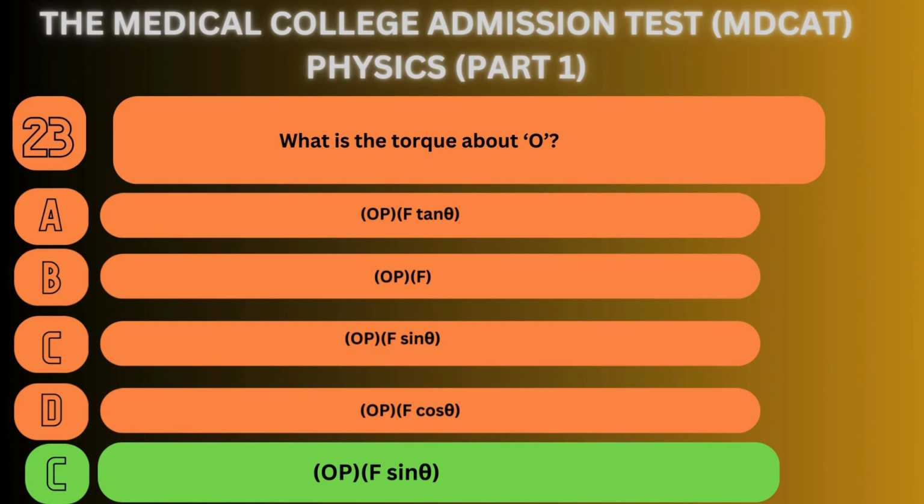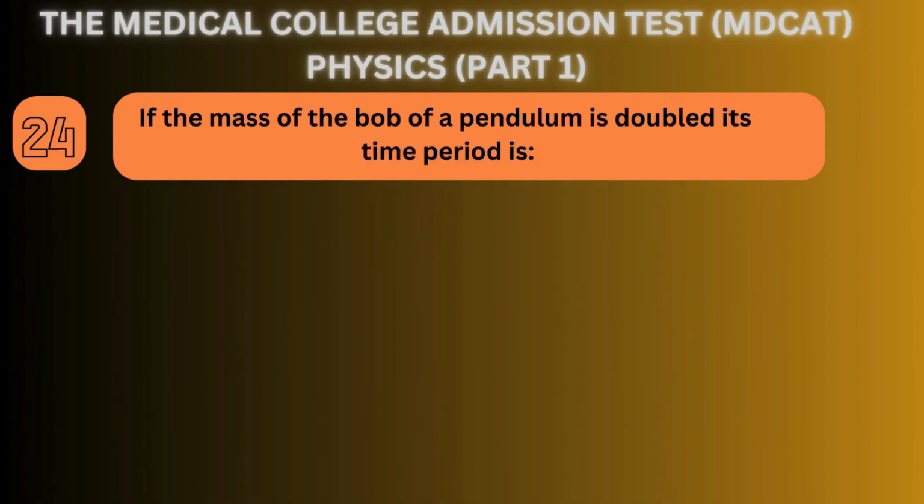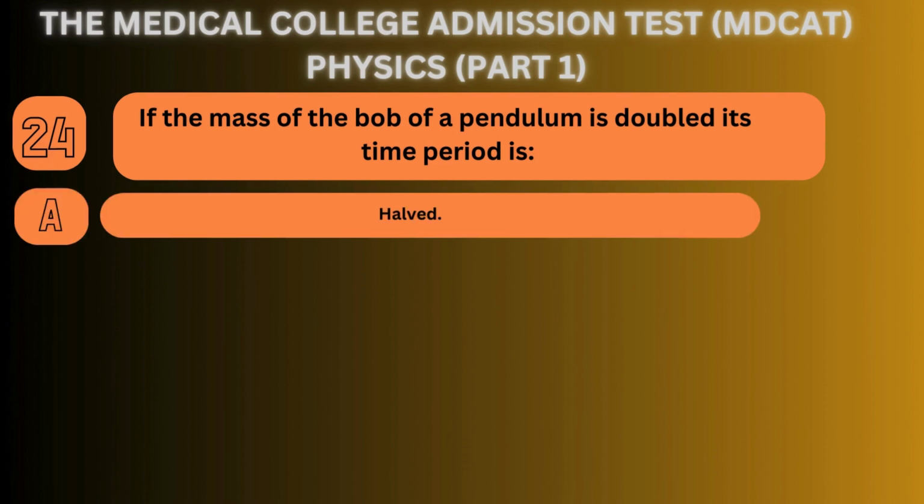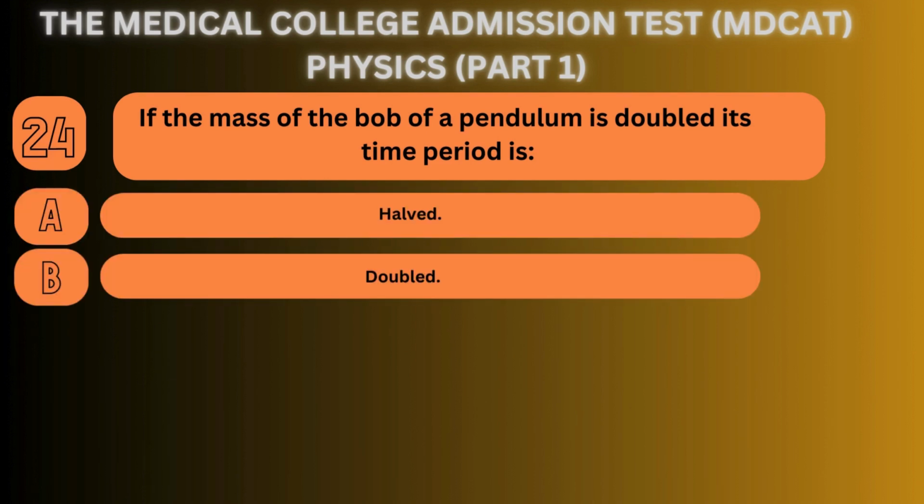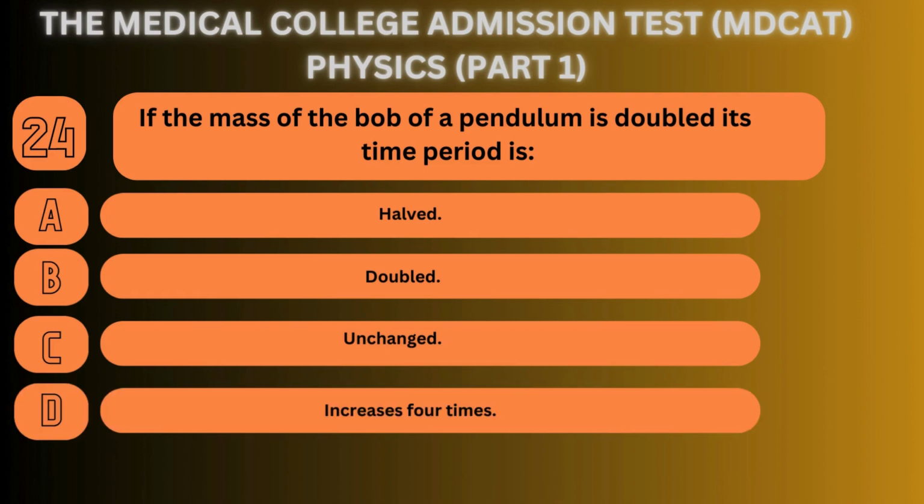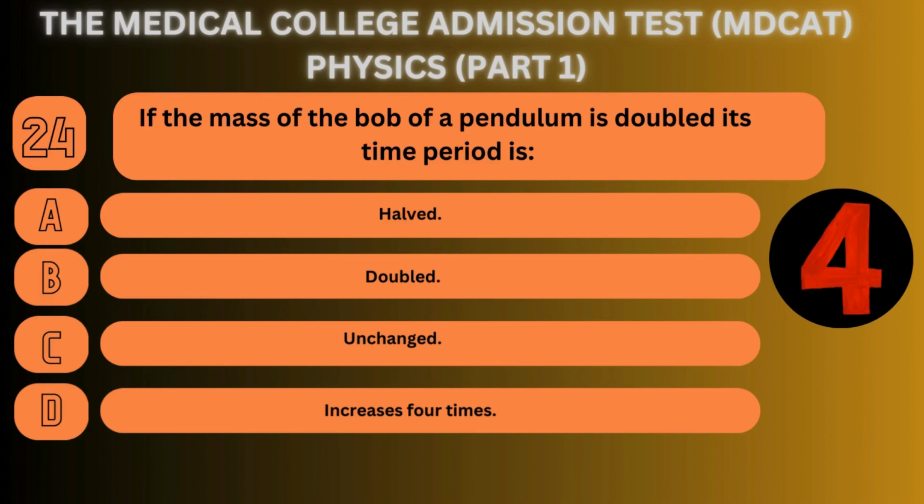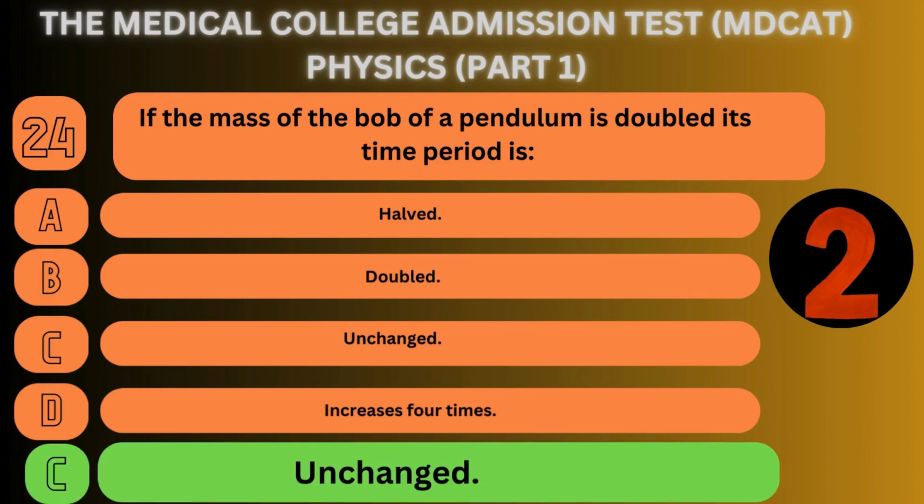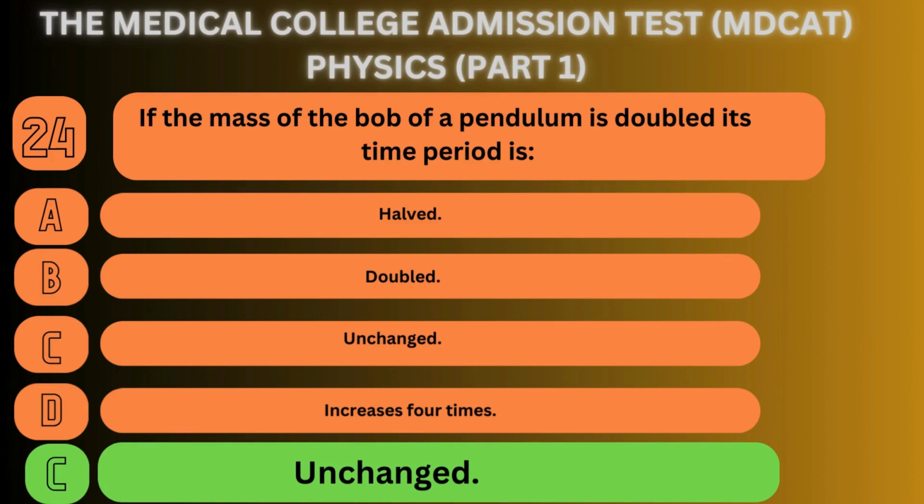Question number 24. If the mass of the bob of a pendulum is doubled, its time period is, option A, halved, option B, doubled, option C, unchanged, option D, increases 4 times. 5, 4, 3, 2, 1. Correct answer is C, unchanged.